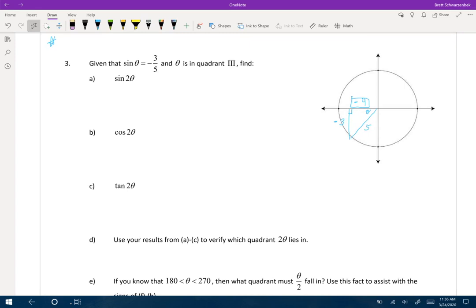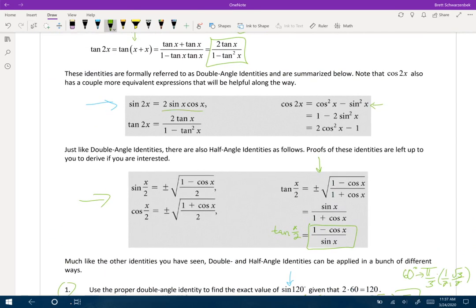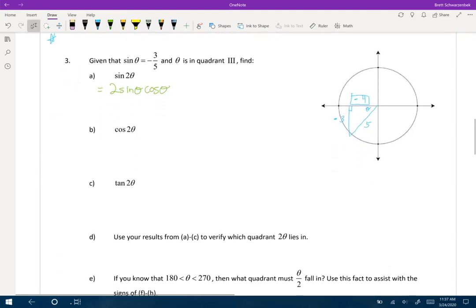So sine of 2 theta. We know the sine of 2 theta is equal to 2 sine theta cosine theta. Okay, so we go over to here real quick. Remember this? 2 sine cosine. So all we have to do is fill in the pieces as we go. The sine of theta, if you look at the picture, is again negative 3/5, which was given to you originally in the problem. The cosine of theta is going to be adjacent over hypotenuse, which is negative 4/5.